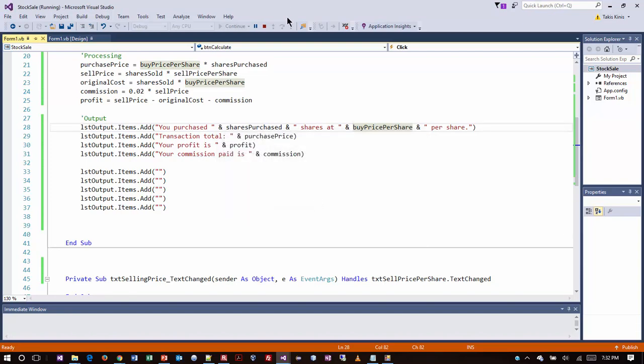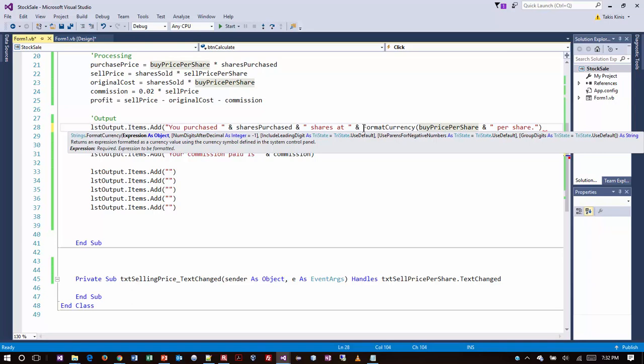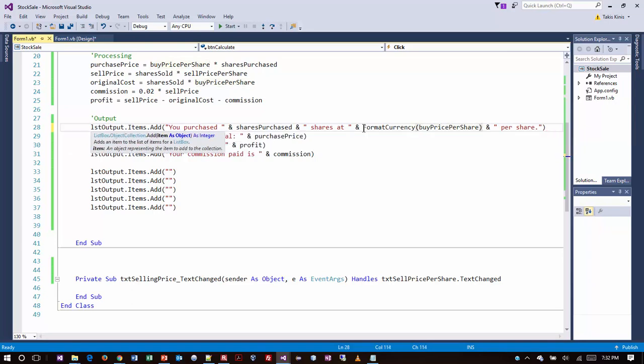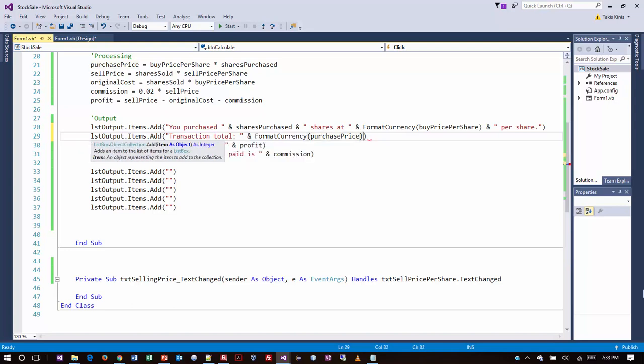Yep, except if you did like me, make sure you hit that stop button first or close that window. But the command is format currency, capital F, capital C, and then put the variable name inside of parentheses. And since buy price per share is currency, so is purchase price. I'm once again going to type format currency, and this is going to need one extra parenthesis right here. You can see it underlining in red there too, so it kind of gives you a clue.